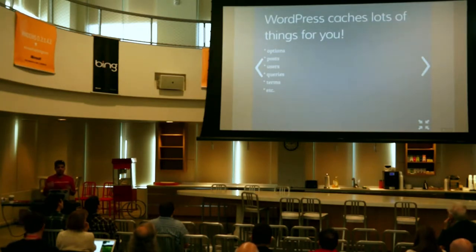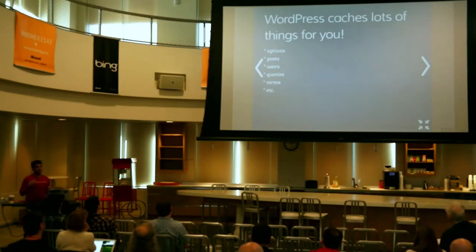So WordPress by default will cache lots of things for you, things like options, posts, users, queries, terms, relationships, et cetera. There's a lot of stuff under the hood that WordPress is doing to cache data. If you just search for wp_cache through the WordPress code base, you'll find hundreds of instances.